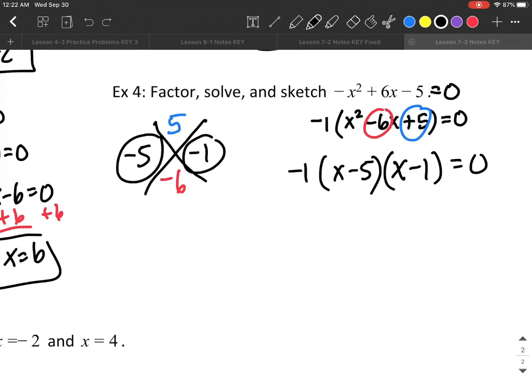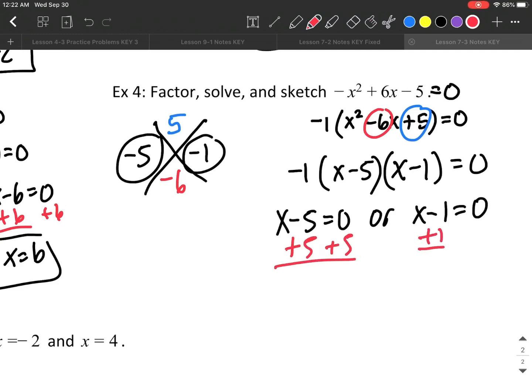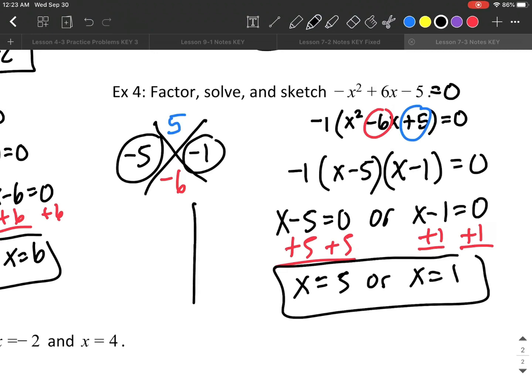Negative 1 is not 0, so I don't care about it. X minus 5 is equal to 0, or x minus 1 is equal to 0. One of those two things, those two unknowns, has to be 0. So I'm going to add 5, add 1, and I'm going to get that x is equal to 5, or x is equal to 1. Those are my answers. And then if I sketch the graph of that, I'm going to have an x-intercept at 5 and an x-intercept at 1.